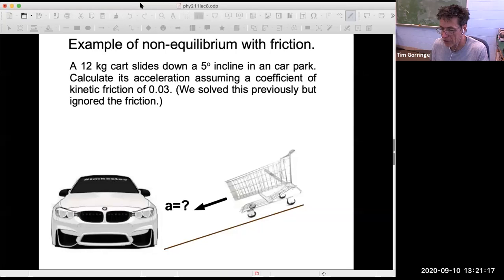And we're told the key numbers we need in this problem. Let me get the annotation back. The key numbers are, well, we got the mass of the cart here. That might be useful. We got the angle of the incline here. That's going to be useful. And we got the coefficient of static friction here, 0.03. And as I say, it's just the number, dimensionless, unitless. So let's solve this problem for the acceleration.